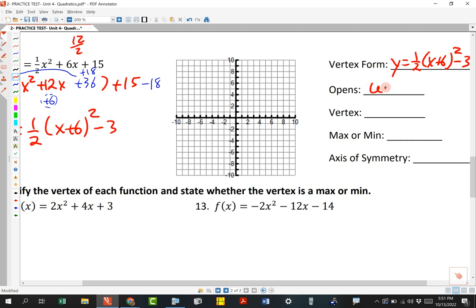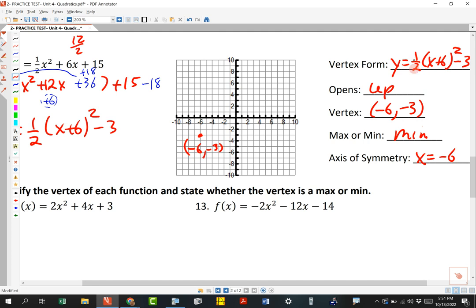Let's see, it's positive, so it opens up. The vertex is opposite of the one with the x, so that's going to be -6, comma, same as that number right there, -3. It opens up, so that's going to be a min, and then the axis of symmetry is always x equals the x coordinate. So that's going to be -6. We're going to go back 6 and down 3, so we're going to be right here. There's the vertex, -6, comma, -3.